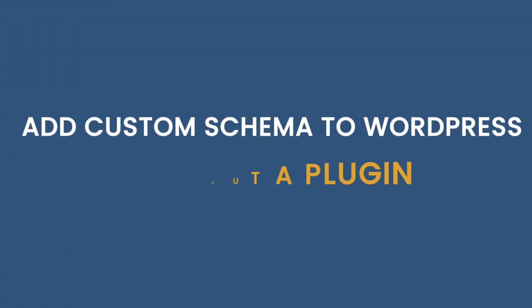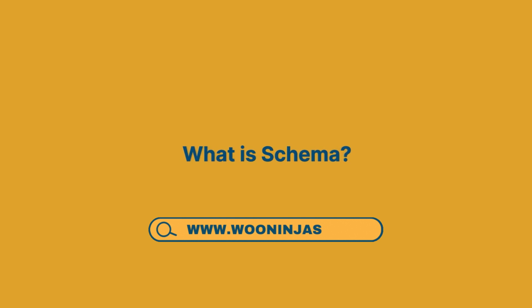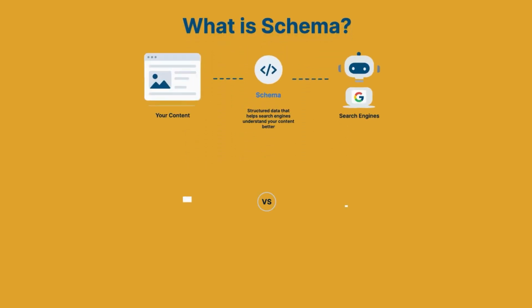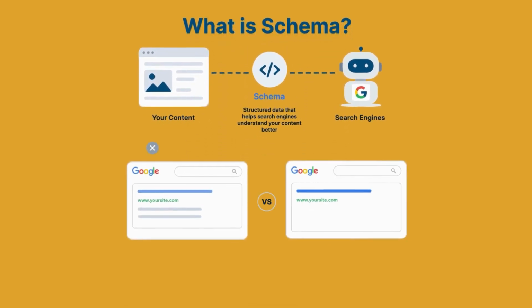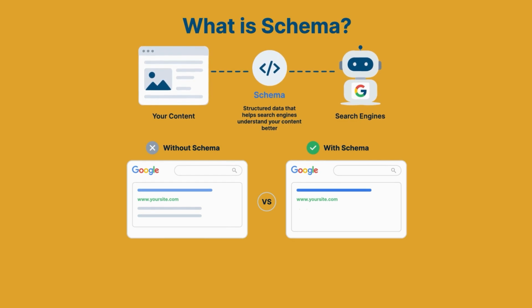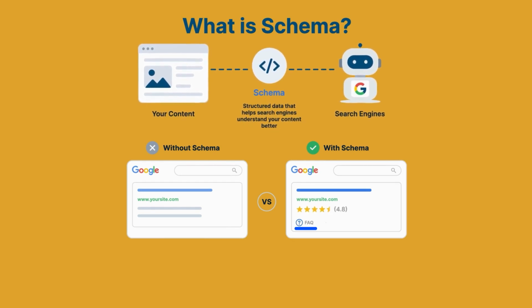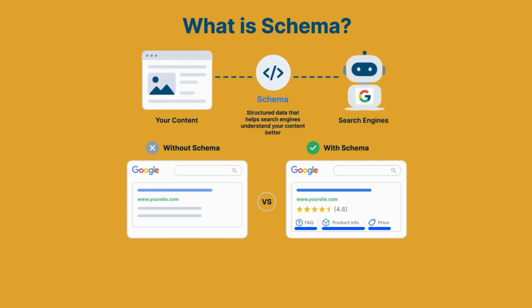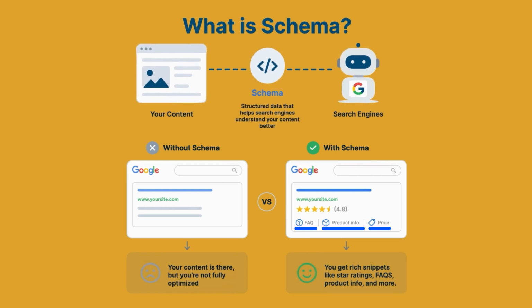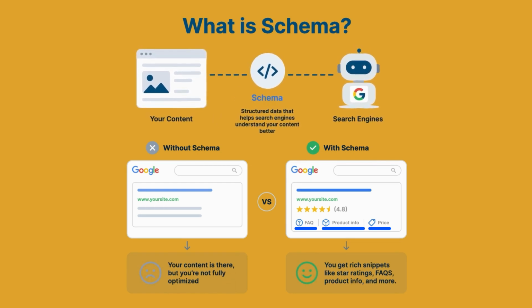Today's video is about adding custom schema to WordPress without a plugin. So quickly, what is schema? It's structured data that helps search engines understand your content better. That's how you get things like star ratings, FAQs, product info, and rich snippets in Google. Without it, your content is still there, but you're not fully optimized.